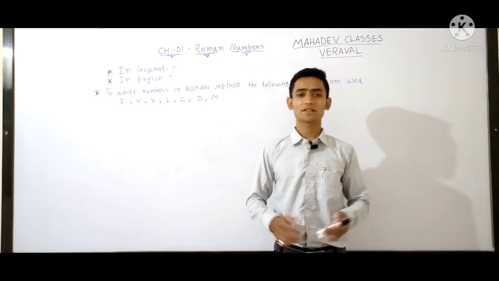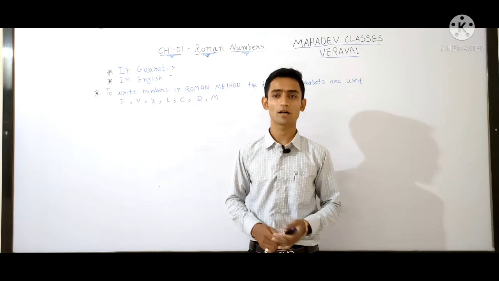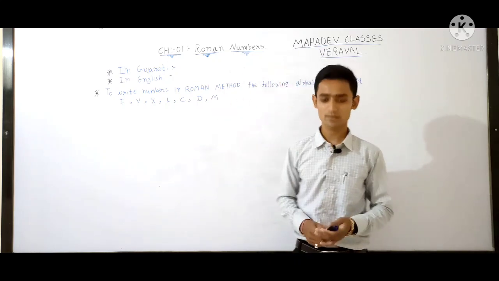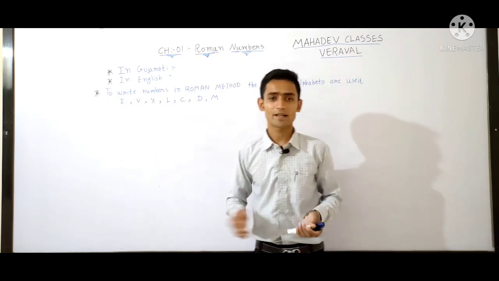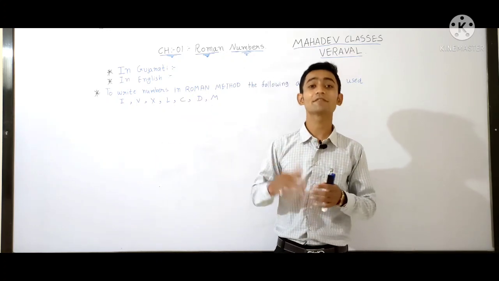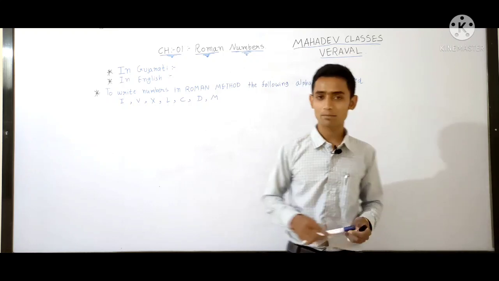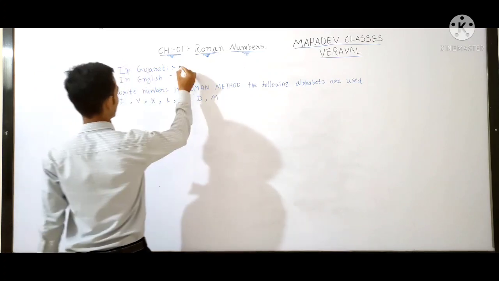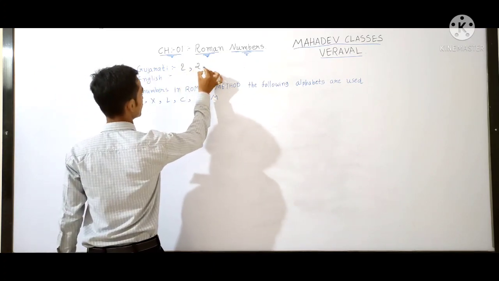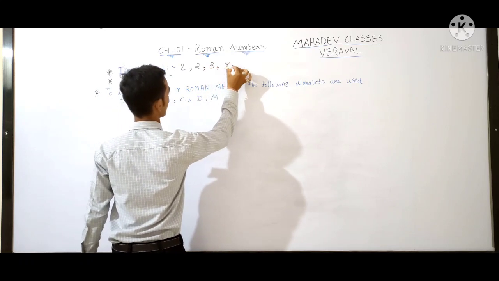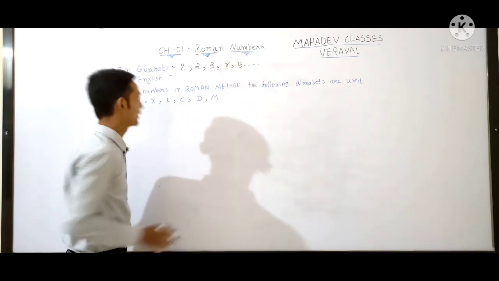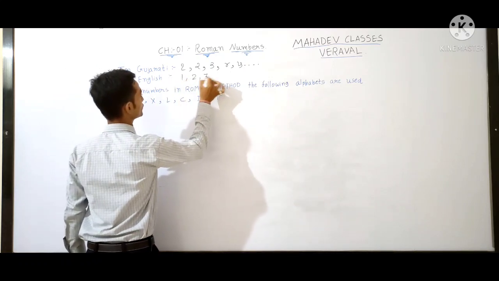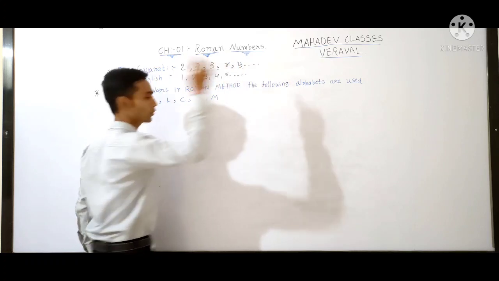Now, without wasting time, let's start chapter number 1 of our special maths course. Chapter number 1, Roman numbers. As we all know, we write numbers in different languages. For example, in Gujarati, we will write it like 1, 2, 3, 4, 5 and so on. Similarly, in English, we will write it like 1, 2, 3, 4 and 5 and so on.